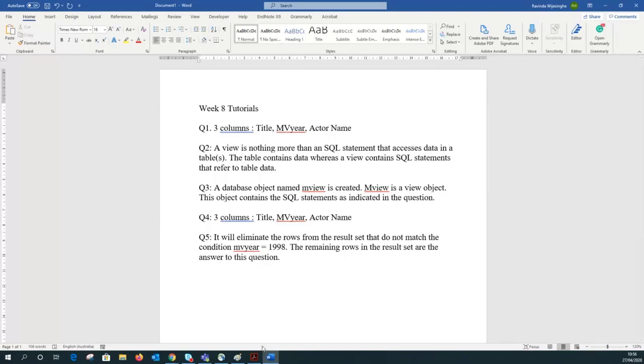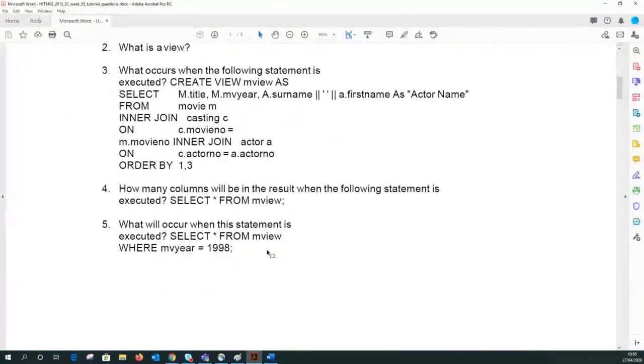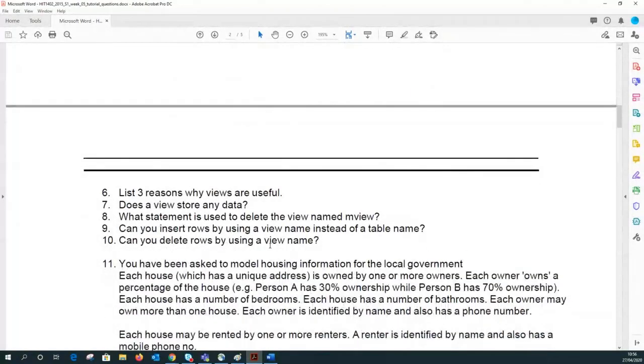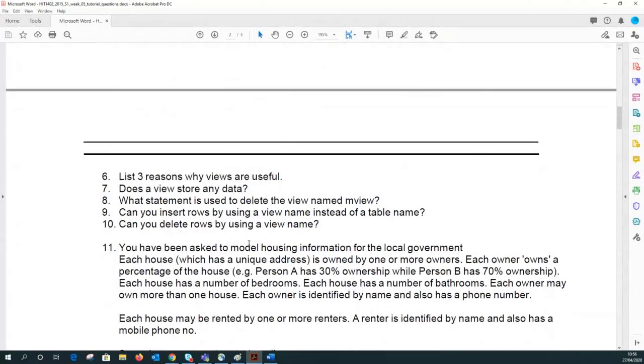Right, so that is about question 5. It's straightforward. Right, now let's go to question 6.